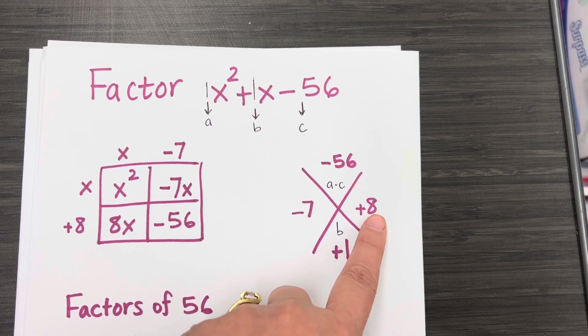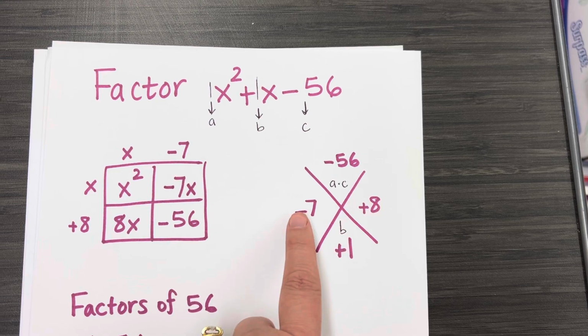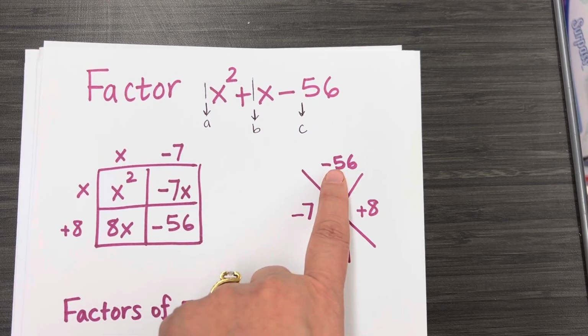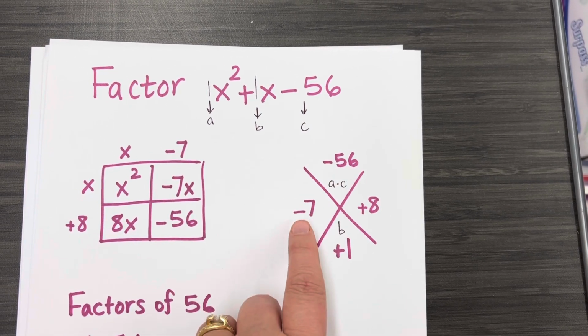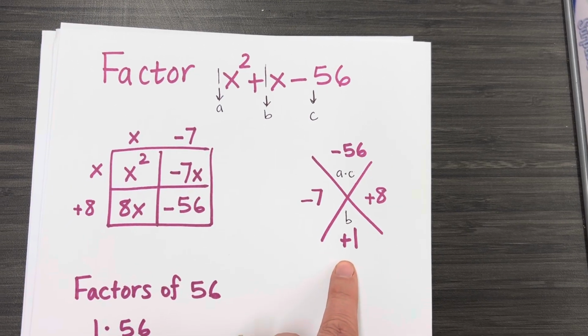So I need two numbers that multiply to negative 56, but add to positive 1. So these are my two values. The signs are important. It has to be a positive 8 times negative 7. That gives me negative 56. But negative 7 plus 8 will give me a positive 1.